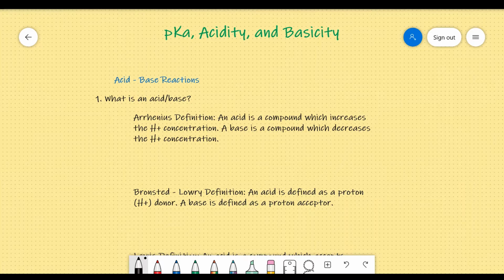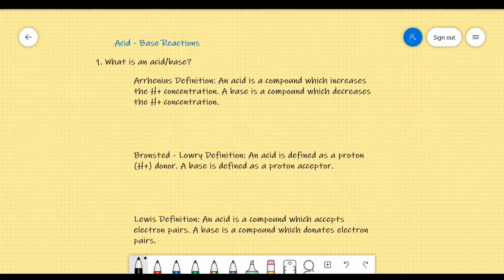So first off, we're going to be discussing our acid-base reactions, but we need to know what exactly is an acid versus a base. So when starting out, there's three main definitions that we've used. The first is the Arrhenius, which states that an acid is a compound that increases H plus concentration, and a base is one that decreases.